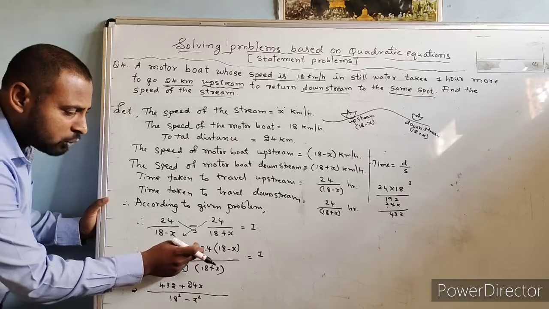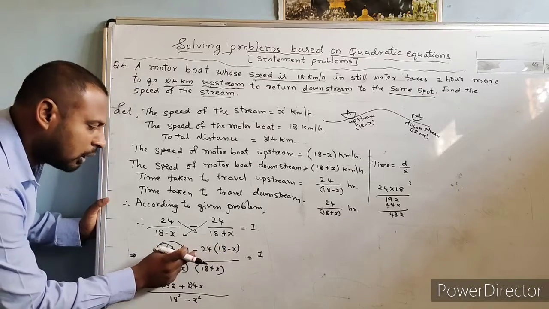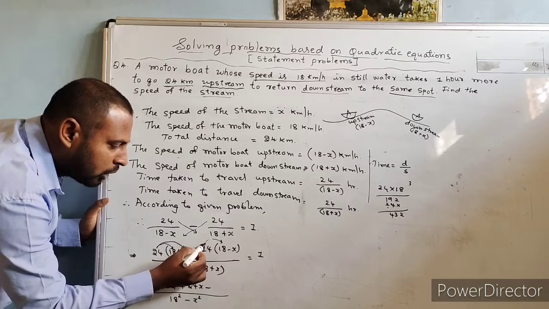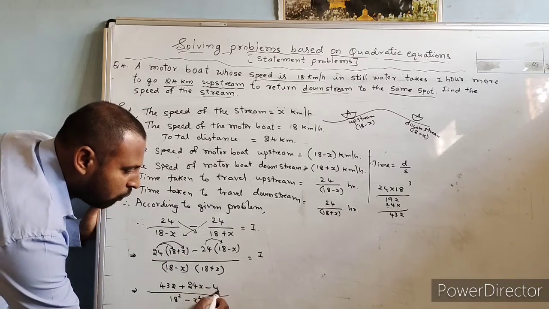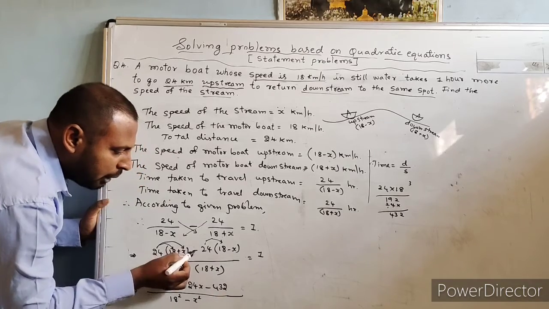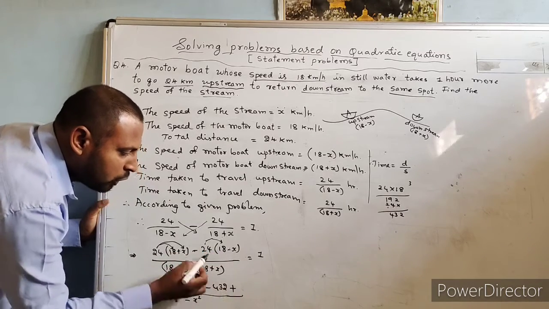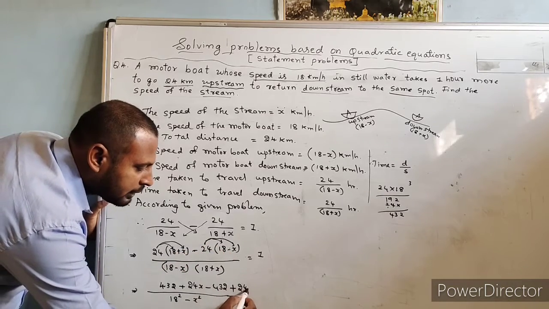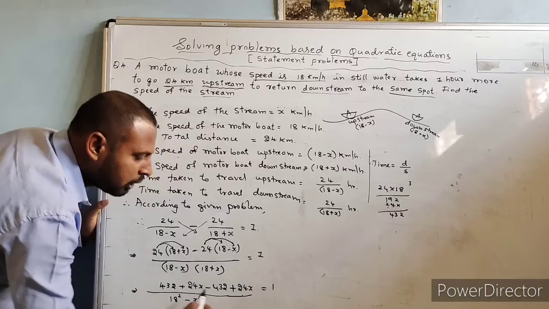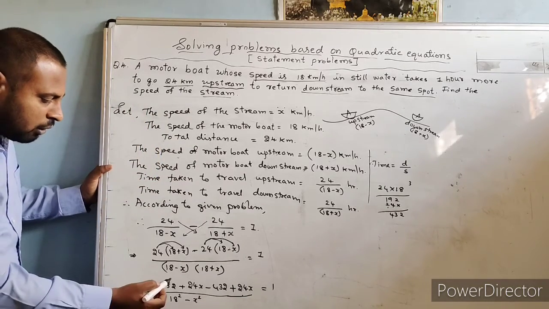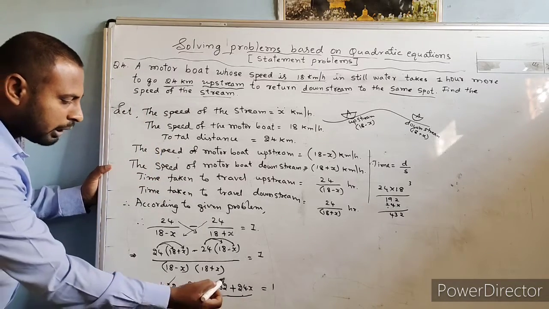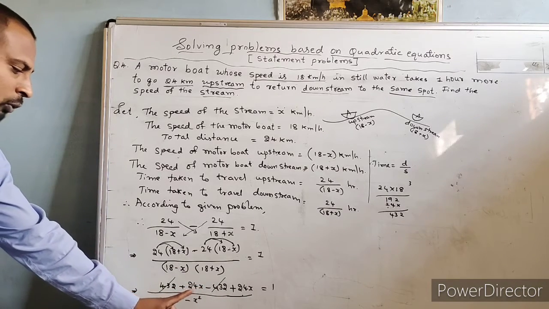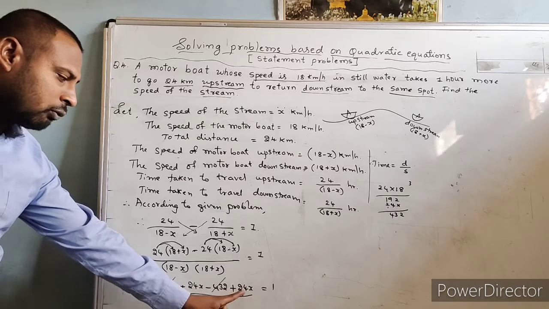Now multiply with minus 24 into 18 minus x. Minus into plus is minus, so the same as 24 into 18, which is 432. And then minus into minus gives plus 24 into x, 24x, is equal to 1. Now in the numerator, we can cancel plus 432 minus 432. Then what is the remainder? Here we have 24x plus 24x.